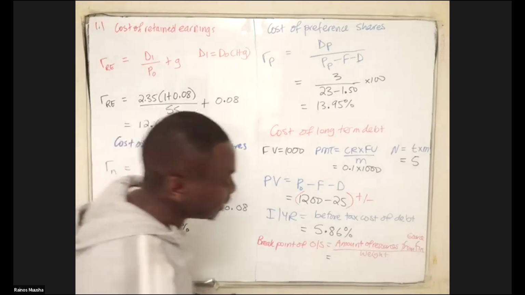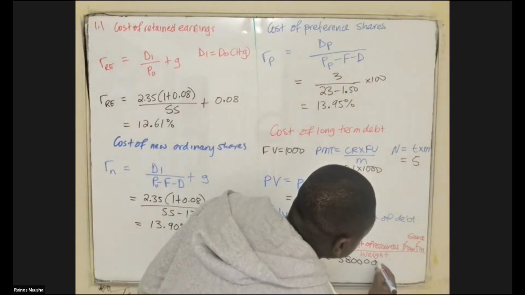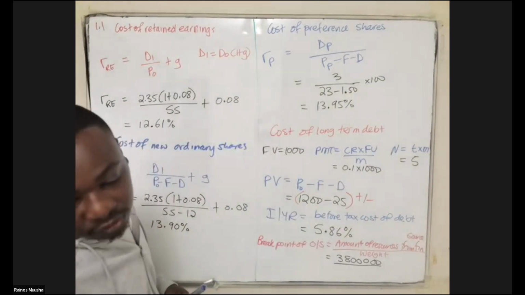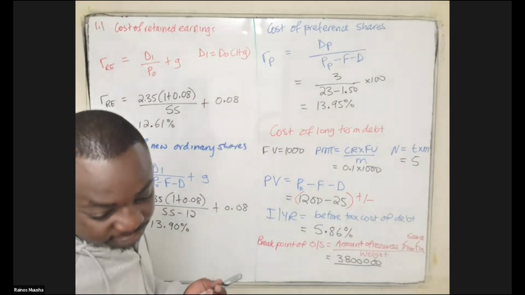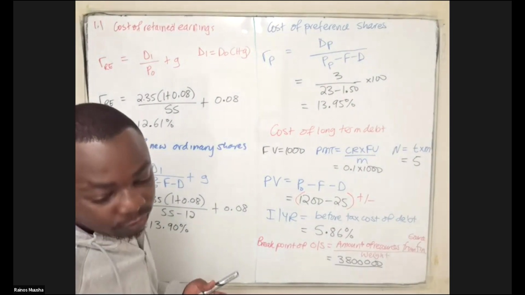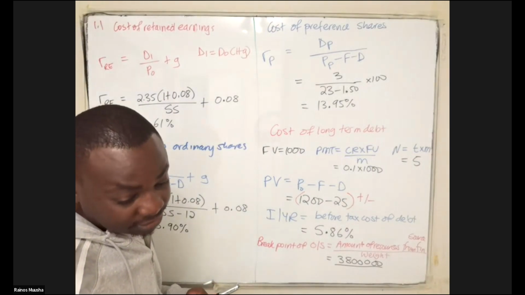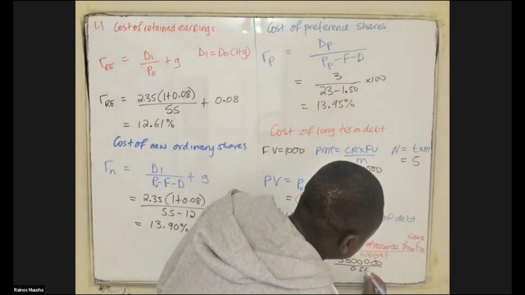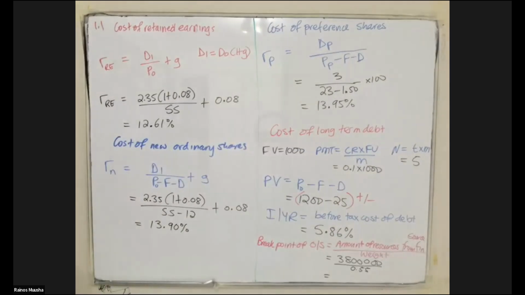And from retained earnings, we have 3.8 million available that we can utilize. And then we are also told that ordinary shares have a weight of 55%, preference shares have a weight of 15%, and long-term debt has a weight of what? 30%. So it's going to be divided by 0.55. So given this information, what would be the breakpoint of ordinary shares?